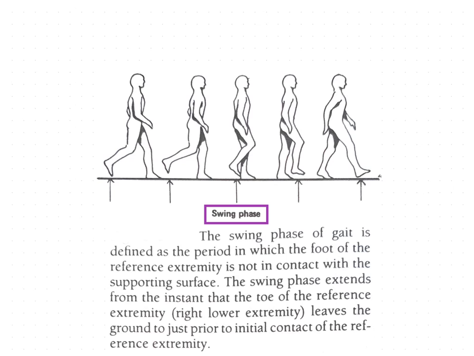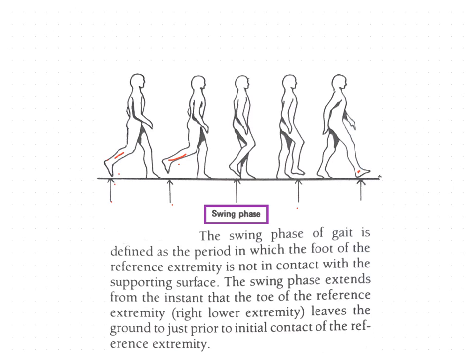Now we will see the swing phase. You can see the arrow marks indicating it here. The swing phase begins as soon as the toe of one extremity leaves. This is the reference extremity. Here it is not in contact with the ground, so it is leaving the ground and ceases just prior to heel strike.